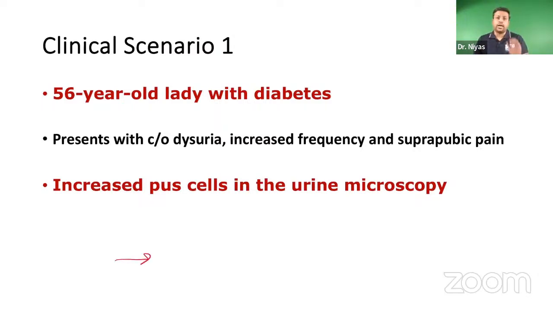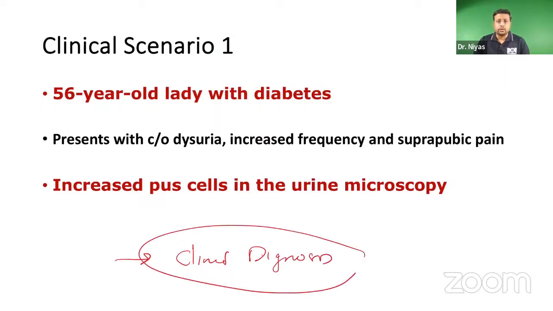So whenever you have a clinical case that is given to you, or a patient that is coming to you, the first thing that you have to do is to make a clinical diagnosis. So what is the clinical diagnosis in this particular patient presenting with dysuria, increased frequency, and suprapubic pain, in whom there is no mention of fever?